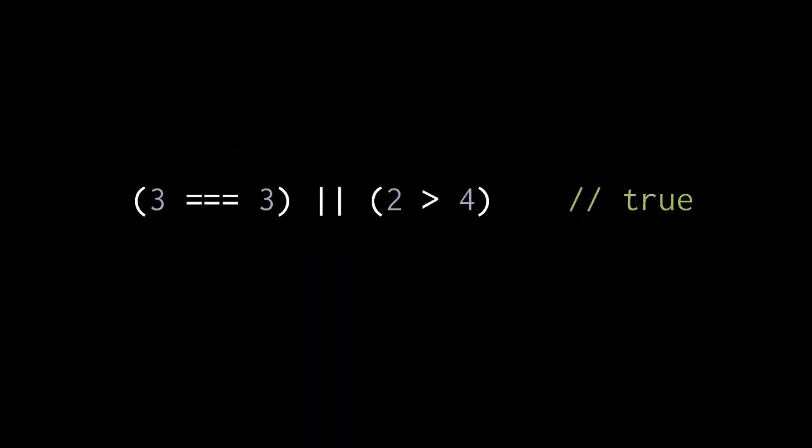This expression tests whether 3 is equal to 3 or 2 is greater than 4. And of course, 3 is equal to 3. So even though 2 is not greater than 4, the OR operation returns true because one of its operands is true. Note that the parentheses here could have been left out because the equals operator and the greater than operator both have higher precedence than the OR operator, and so would have been done first anyway. For stylistic reasons, though, it's often good to use superfluous parentheses to make the order of operations absolutely clear.